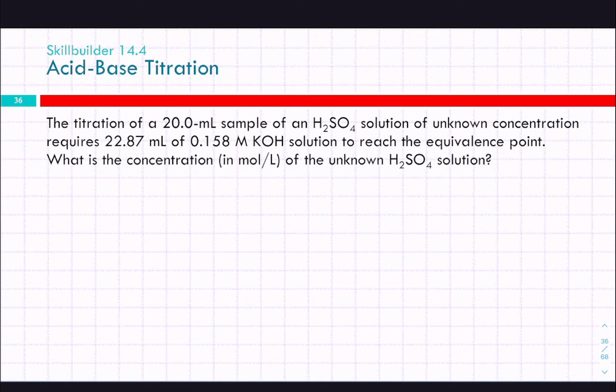So the titration of a 20 ml sample of a sulfuric acid solution of unknown concentration requires 22.87 milliliters of 0.158 molar potassium hydroxide solution to reach the equivalence point. What is the concentration of the unknown sulfuric acid solution?